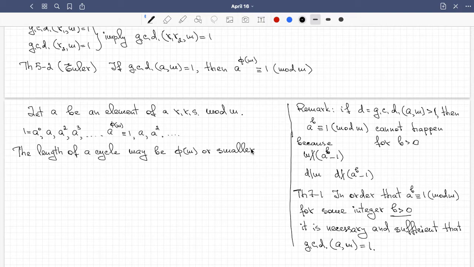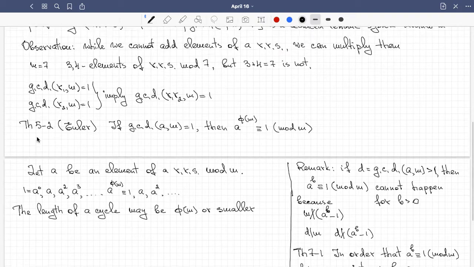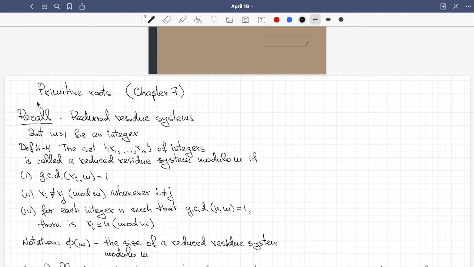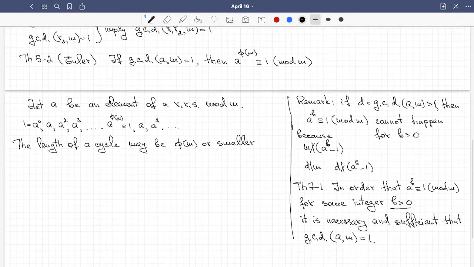When the length of a cycle is phi of m, we say that a is a primitive root modulo m. This is a very important definition. That is how the whole chapter is called, primitive roots. And let me introduce this definition.